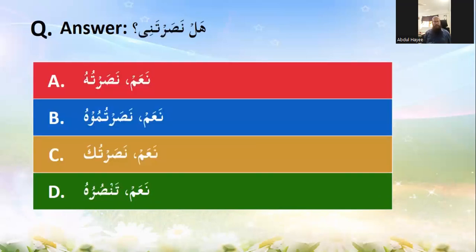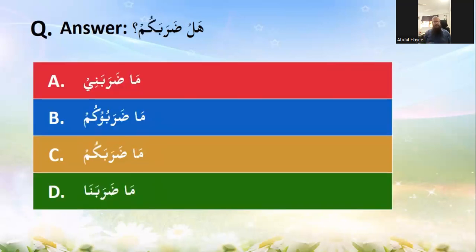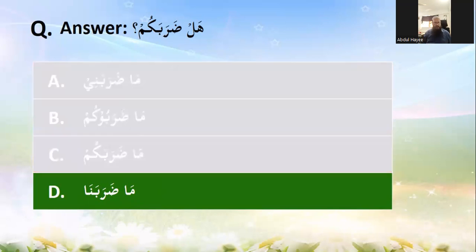No change. Answer: hal nasartani? Naam nasartuhu, naam nasartumuhu, naam nasartuka, naam tansuruhu. A, B, C, D. Hal nasartani. C. Good. Answer: hal darabakum? Ma darabni, ma darabukum, ma darabakum, ma darabna. A, B, C, D. D, ma darabna, as it will go with na.